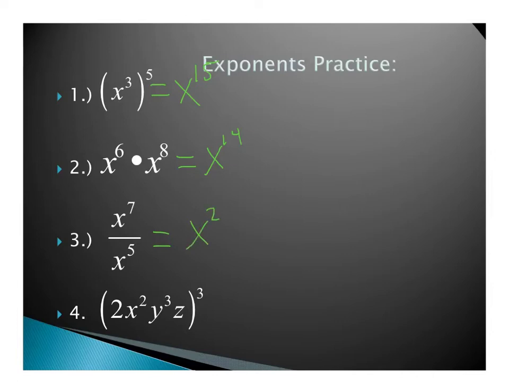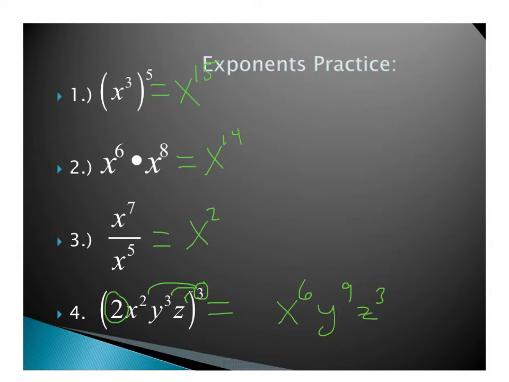This next one is a little bit different, so we're going to have to talk about this 2 right here and how we're going to handle that. First off, let's take care of everything else. We know this is z to the first, so we're just going to go ahead and distribute this exponent to each of these exponents. So we're going to have x to the 6th, y to the 9th, and z to the 3rd, because we multiply the exponents together.